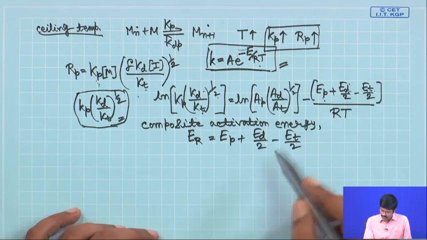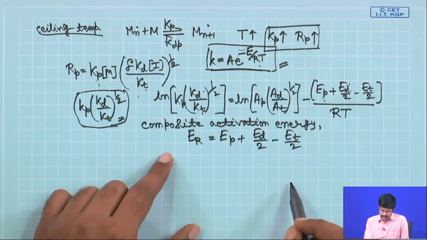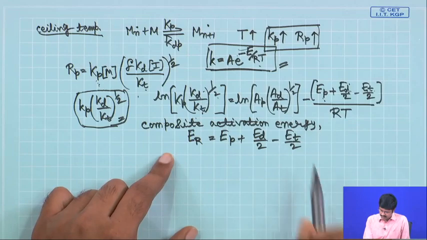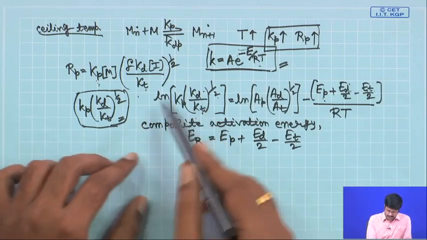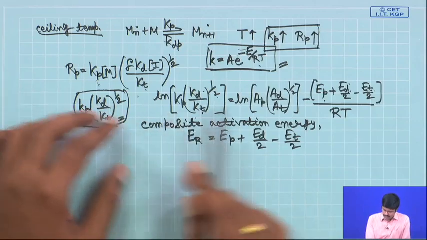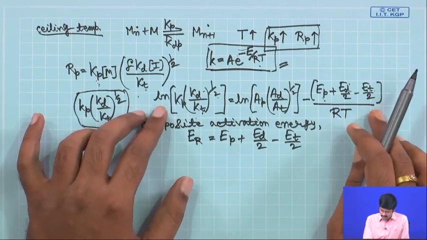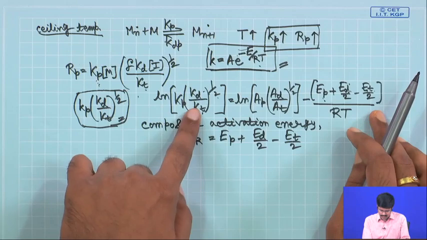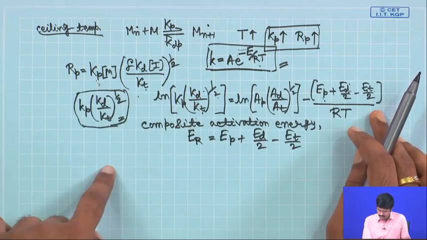So, you put all these values, and if you plot ln Rp versus 1 by T, basically from here you just convert that to the Rp value. What will happen?